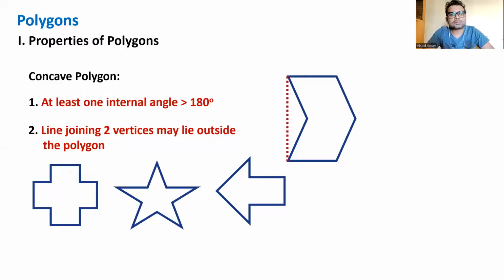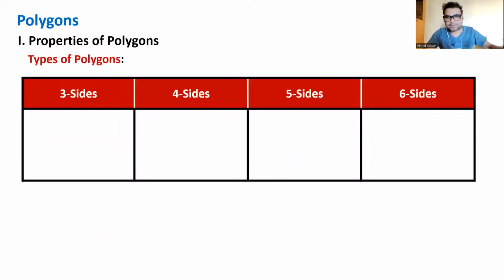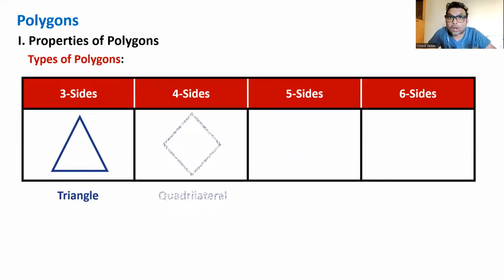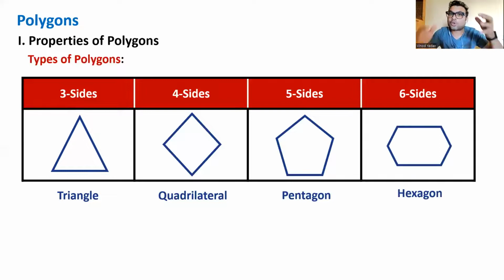All right. Cool. Now let's see all the famous names. 3 sides we already know: triangle. 4 sides, quadrilateral, not square or rectangle. That is a specific name. The general name of a 4-sided polygon is quadrilateral. 5 sides, pentagon. 6 sides, hexagon. And quadrilateral is our main aim after polygon.